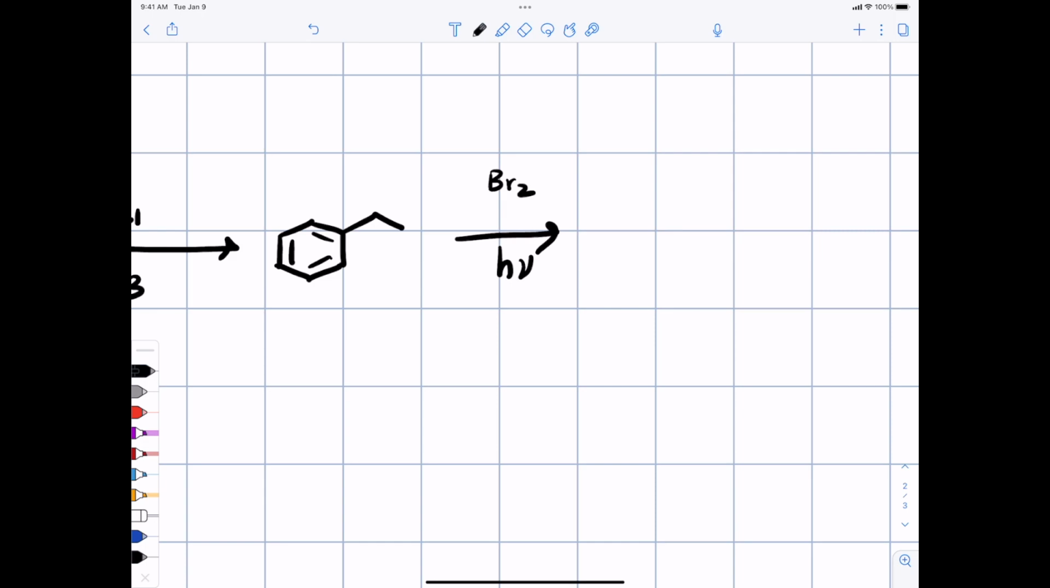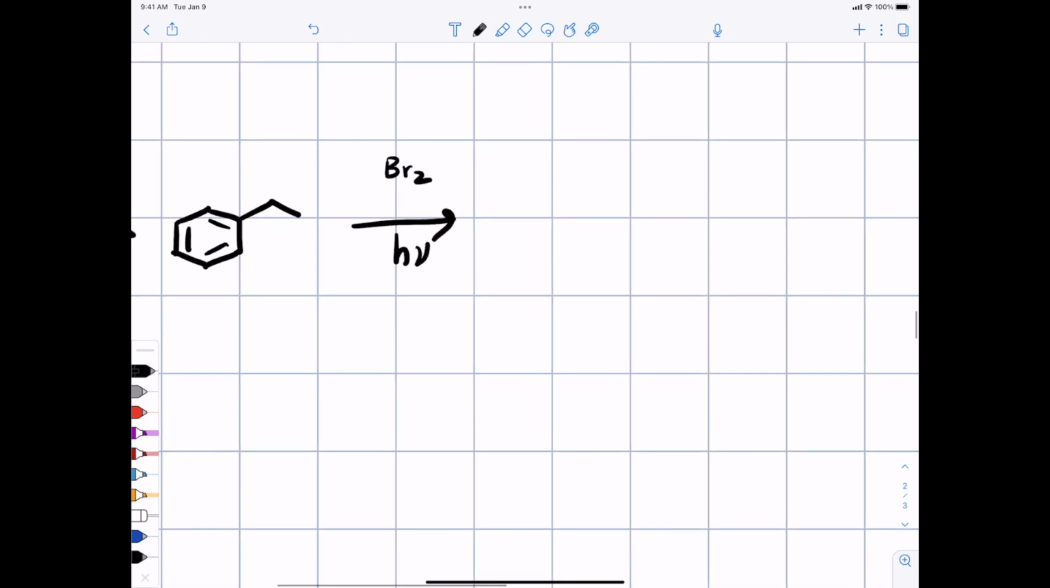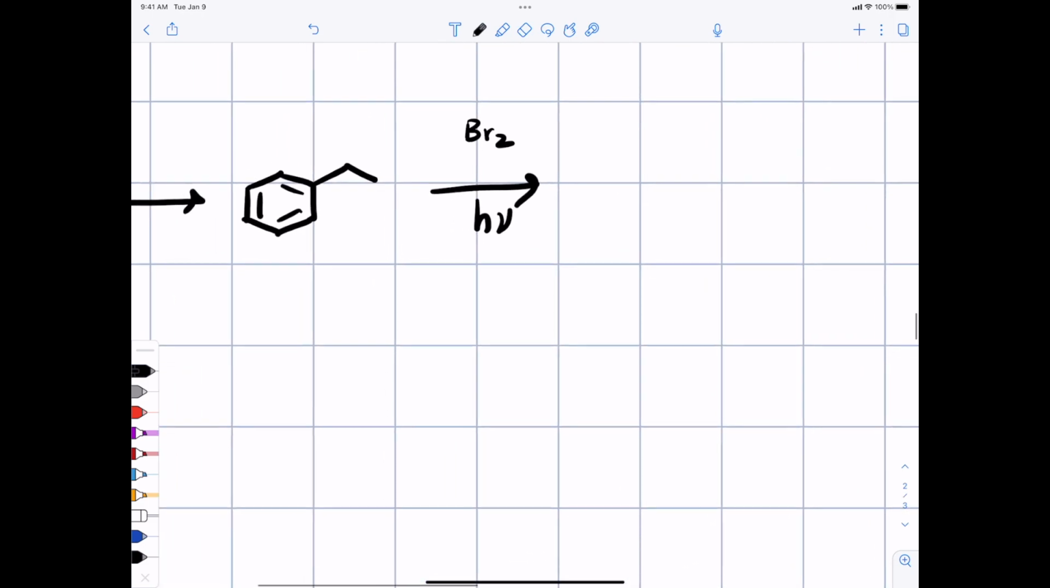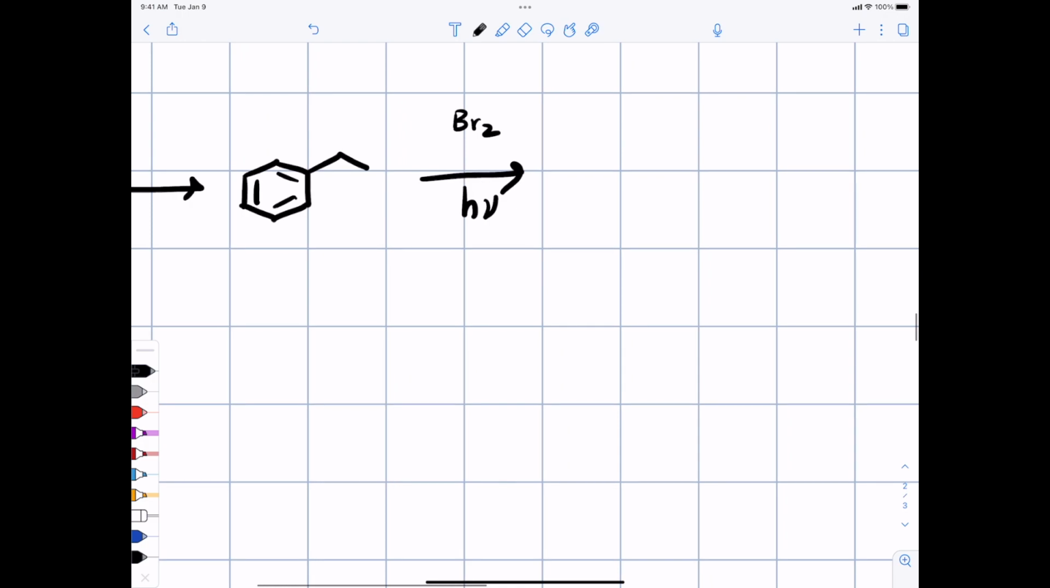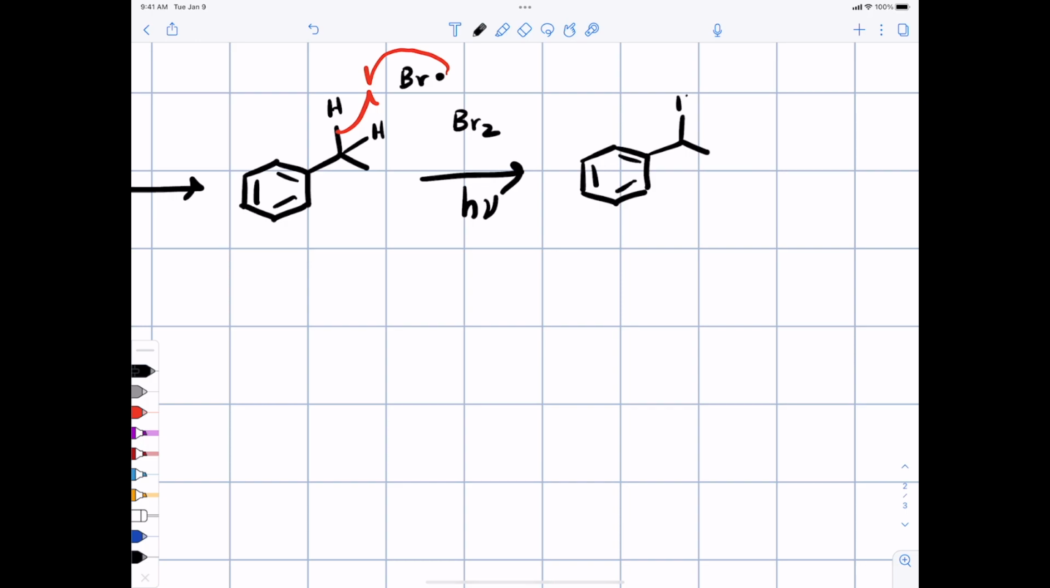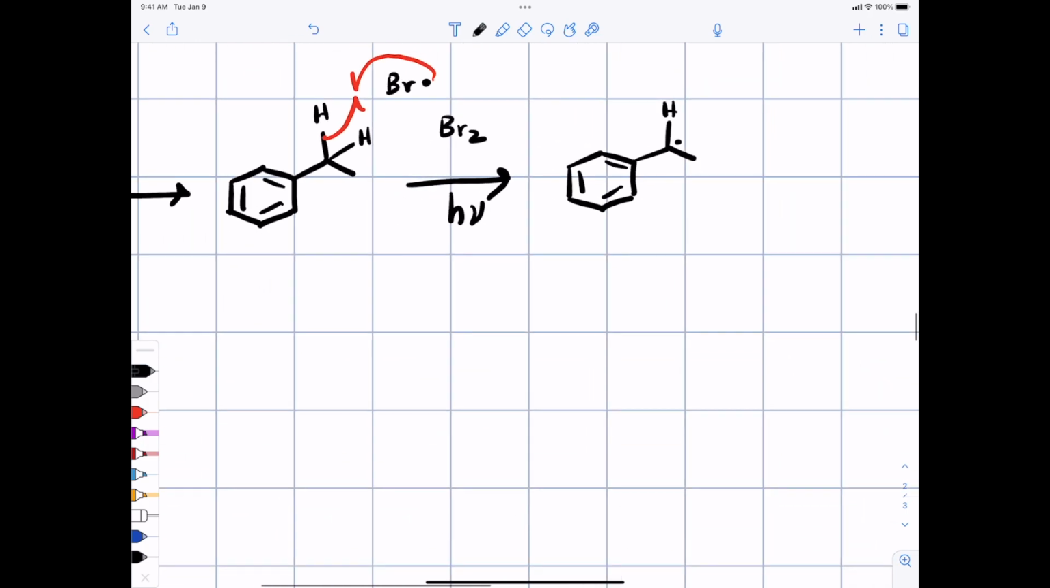So you can think about radical stability in the same way that you think about carbocation stability. Radicals are generally electron deficient species, so more substituted radicals are more stable. Also, resonance can stabilize radicals. So if you generate a bromine radical, you can abstract a hydrogen atom to generate a radical intermediate that looks like this. Not only is that more substituted, but it's also stabilized by resonance.